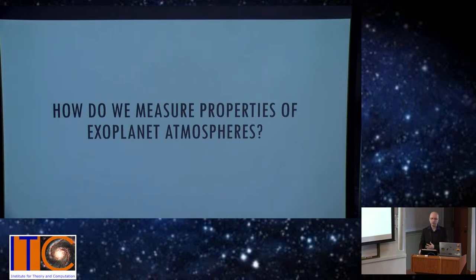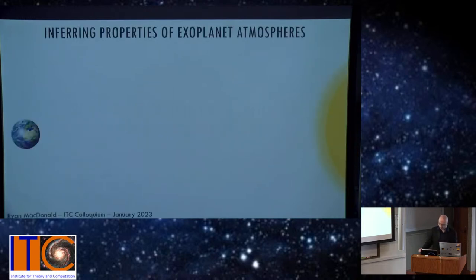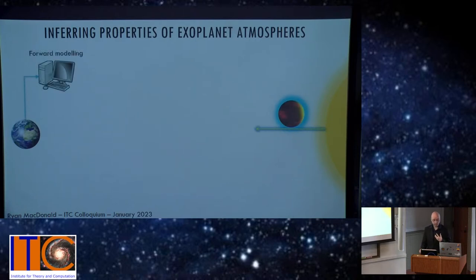So how do we go beyond just detecting a chemical species in a planetary atmosphere to measure the abundance of it and infer other atmospheric properties like the temperature of these worlds and the cloud and haze properties? So essentially, when it comes to modeling these atmospheres, there are two broad approaches that have been followed. So the first approach is really driven by our fundamental understanding of physics and chemistry. We call it forward modeling.